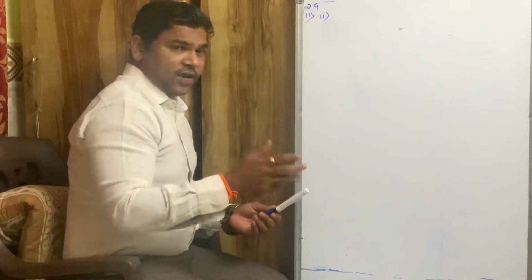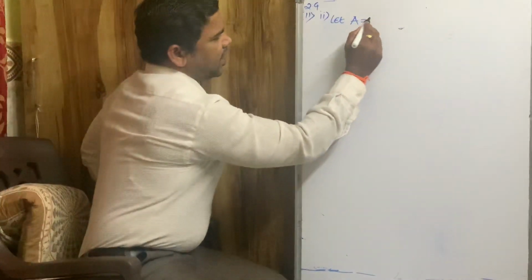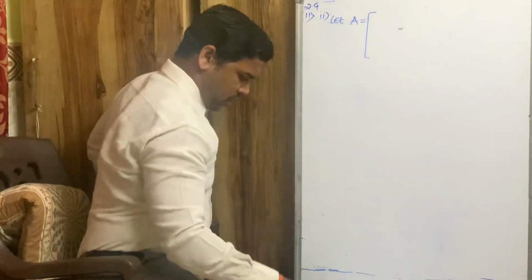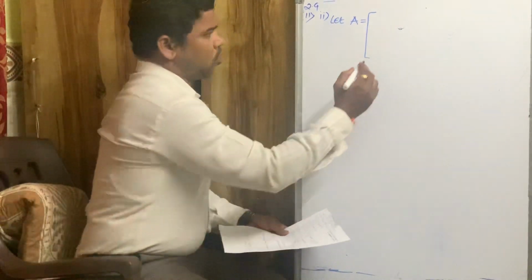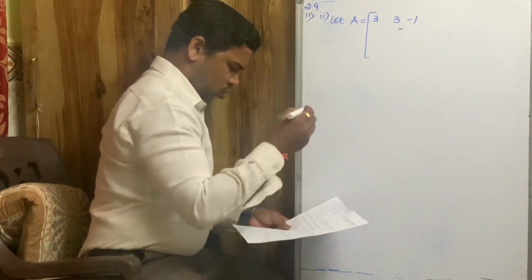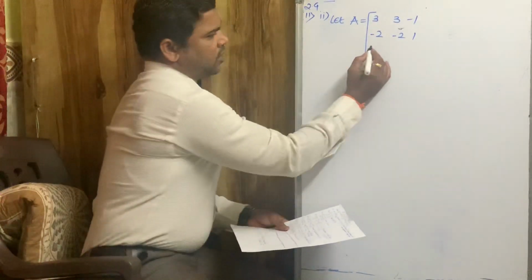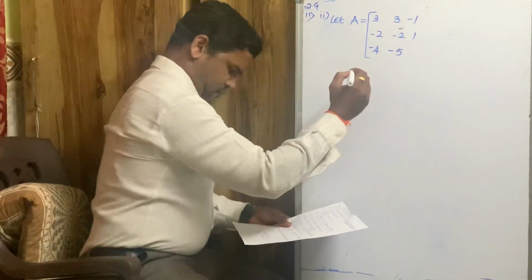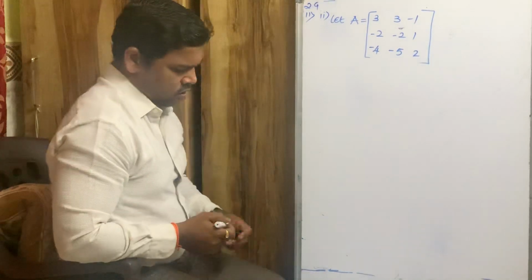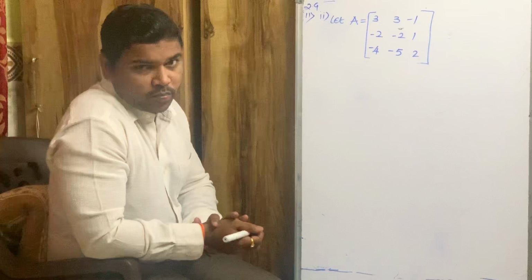The matrix is given, so let's denote that matrix as A. Let the given matrix be denoted by the letter A, and the matrix is: first row 3, 3, minus 1; second row minus 2, minus 2, 1; and the third row is minus 4, minus 5, 2. This is your given matrix. We have to express it as a sum of symmetric and skew symmetric matrix.